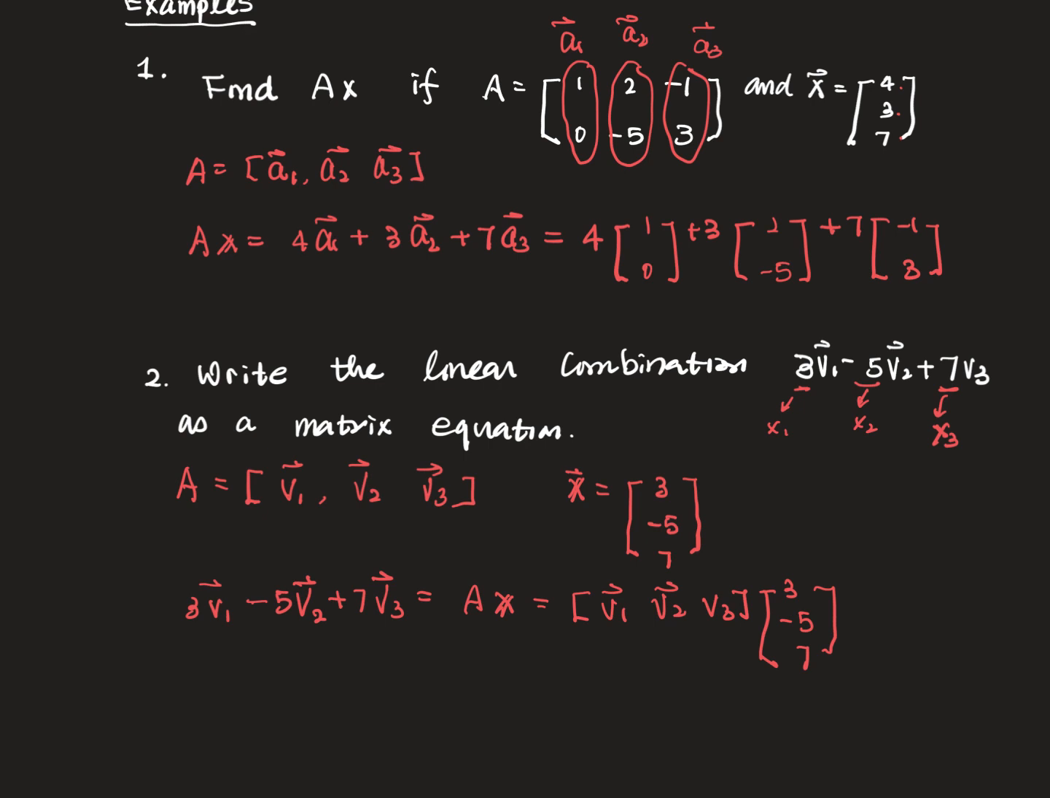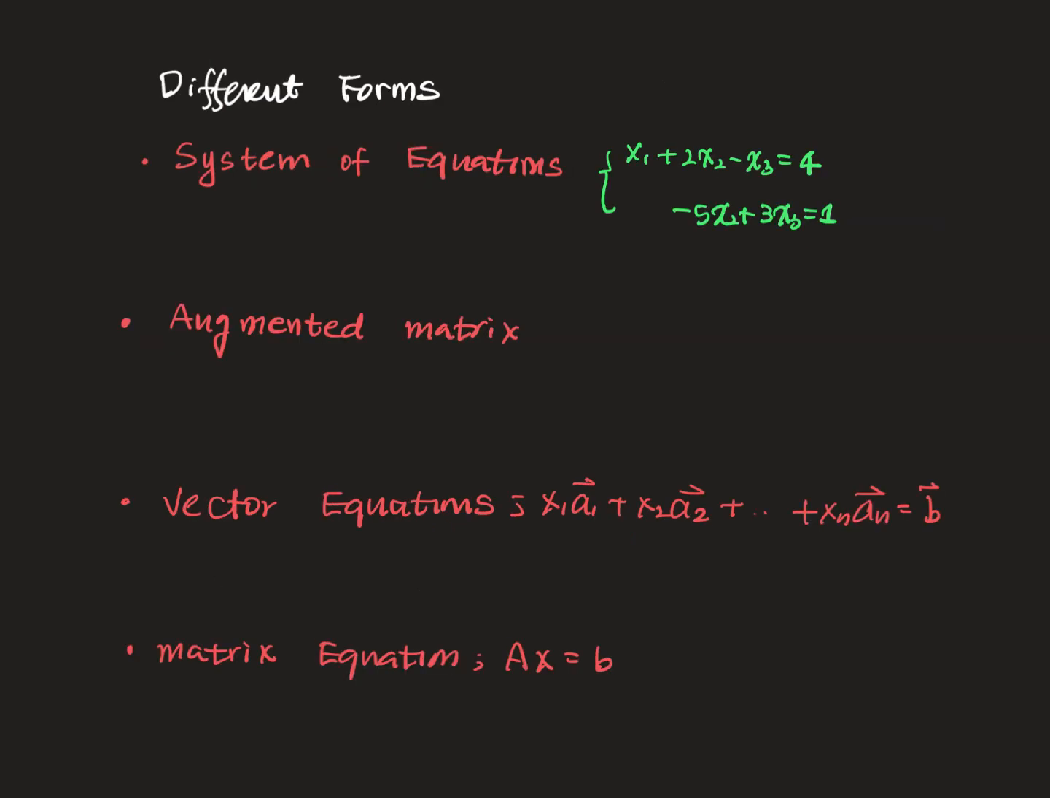Okay. Let's discuss what you learned so far. We have different forms of a linear equation: system of equations, vector equation, and matrix equation. How are they related? First, the system of equations. I'll give an example: this one is 2 equations, 3 variables. Can you change this into an augmented matrix? The first row is 1, 2, negative 1, 4. The second row is 0, negative 5, 3, and 1.